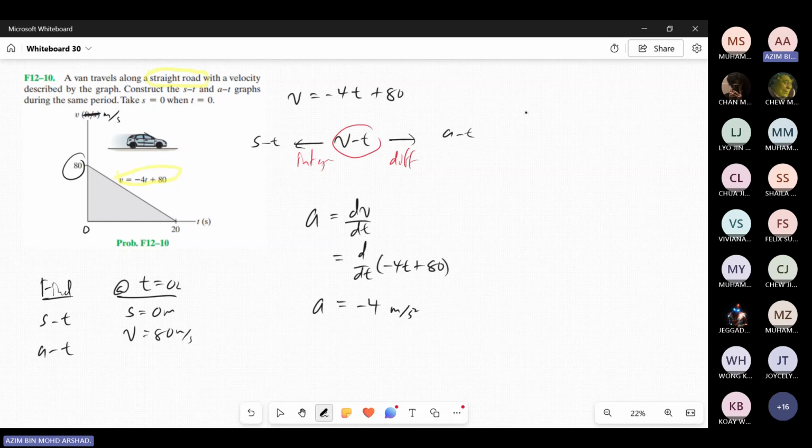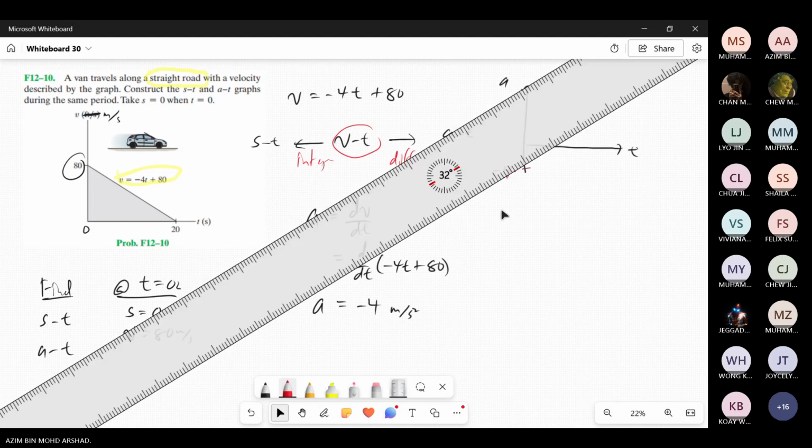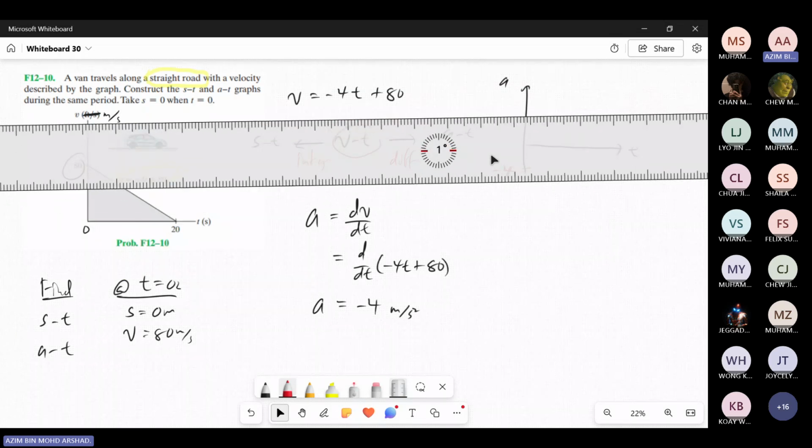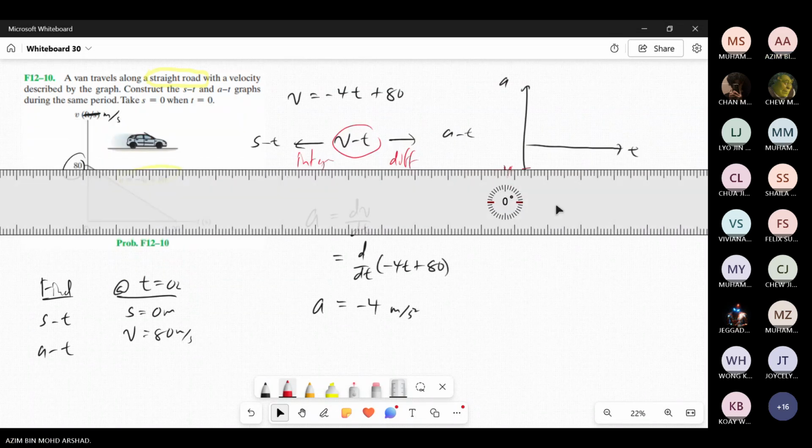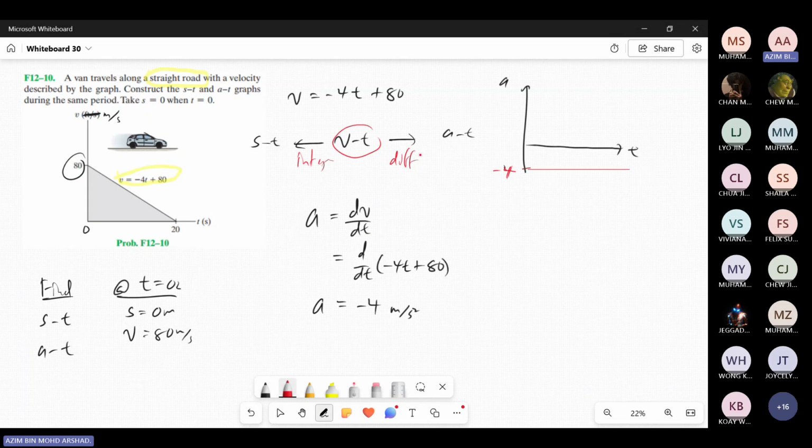So a is negative 4 meters per second squared. If we plot this, it's just a straight line because the value is constant. The value does not change with time. So this is what it looks like. This is the at graph.